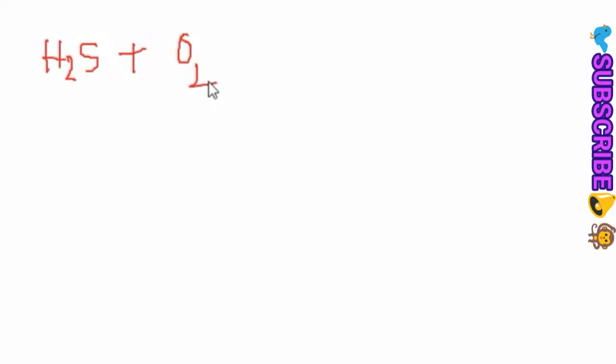H2O, water and sulfur. Okay, balance this reaction: 2 H2S, and the water 2 H2O, 4 hydrogen and 2 sulfur. Now in this hydrogen sulfide there is removal of hydrogen, and it becomes sulfur. Okay, that means the removal of hydrogen is an oxidation reaction.